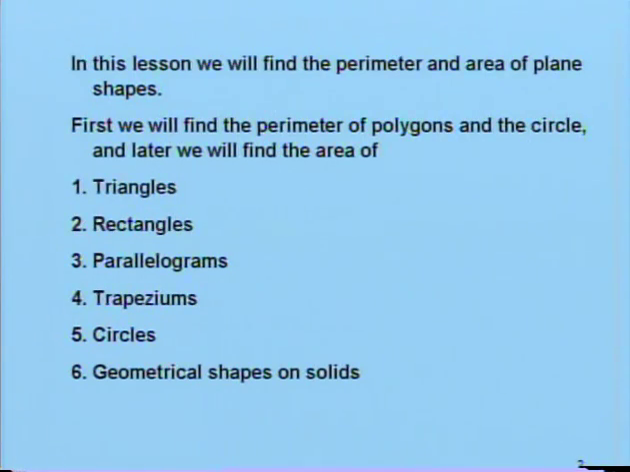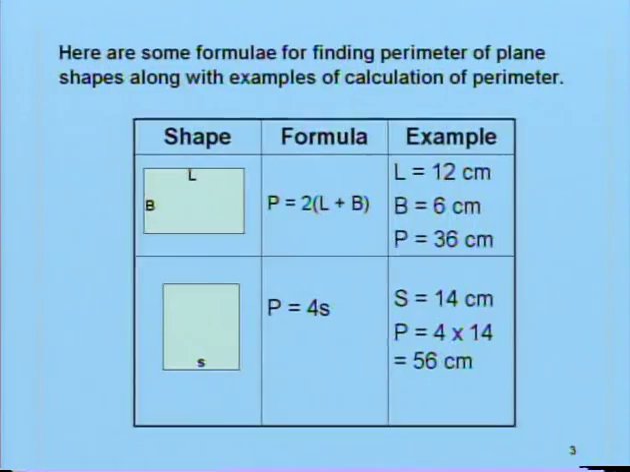rectangles, parallelograms, trapeziums, circles, and geometrical shapes on solids. Here are some formulae for finding perimeter of plane shapes, along with examples of calculation of perimeter. In the first column, we have the shape. In the second column, we have the formula. And in the third column, we have an example for each.